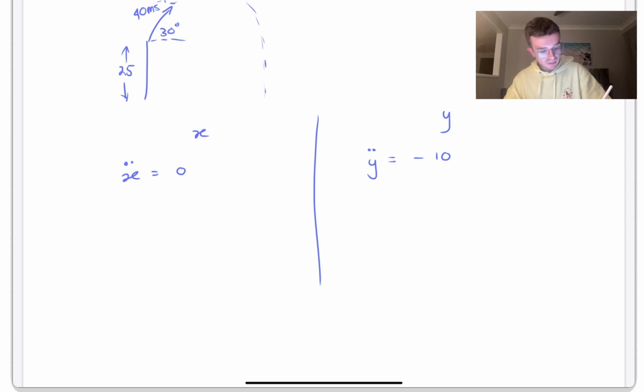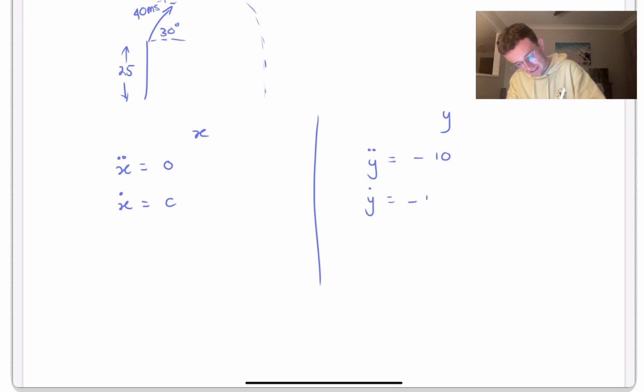So if we integrate both sides, we're going to realise that acceleration is another way of saying d²x by dt squared. The reason that's useful is because it tells us that we're integrating with respect to time. So x double dot is equal to 0. If we integrate both sides, we're going to get x dot is equal to some constant c. If we integrate on the other side, y dot is going to be minus 10t plus some unknown constant c.